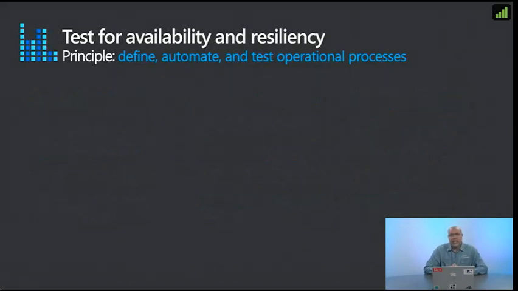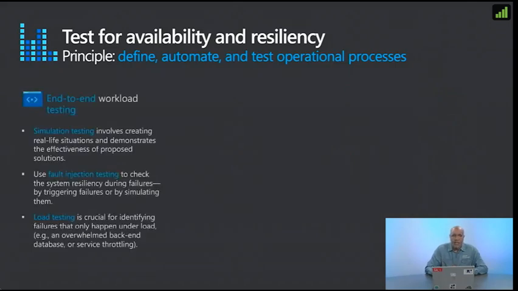Let's talk next about the reliability principle. Define, automate, and test operational processes. Operational processes for application development, in other words, roll forward and roll back, should be defined, sufficiently automated, and tested to help ensure alignment with reliability targets.